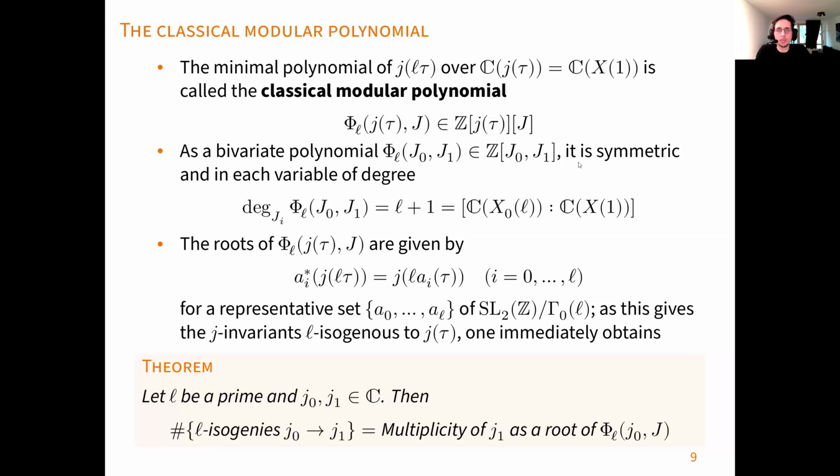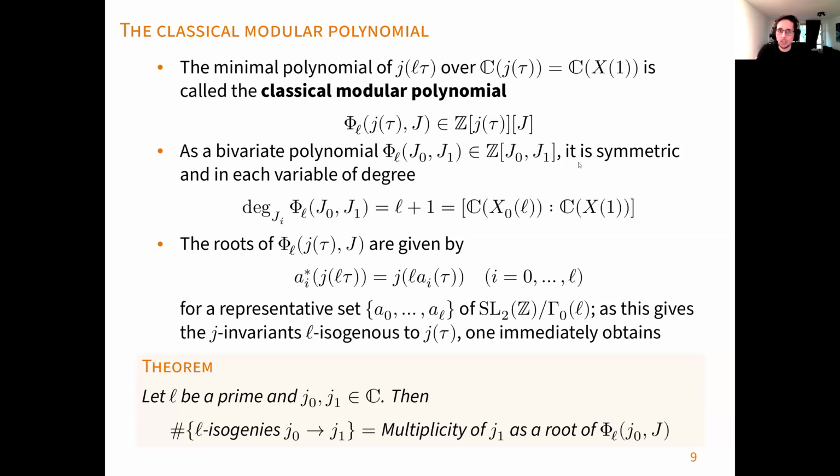So if we have a prime L and two j-invariants in the complex numbers, then the number of L-isogenies from j0 to j1 is exactly the multiplicity of j1 as a root of the classical modular polynomial where we plug in j0 into the first component. And of course, this implies the weaker statement that I showed earlier, that the left side has non-zero cardinality if and only if, on the right side, j1 is actually a root of phi L of j0.